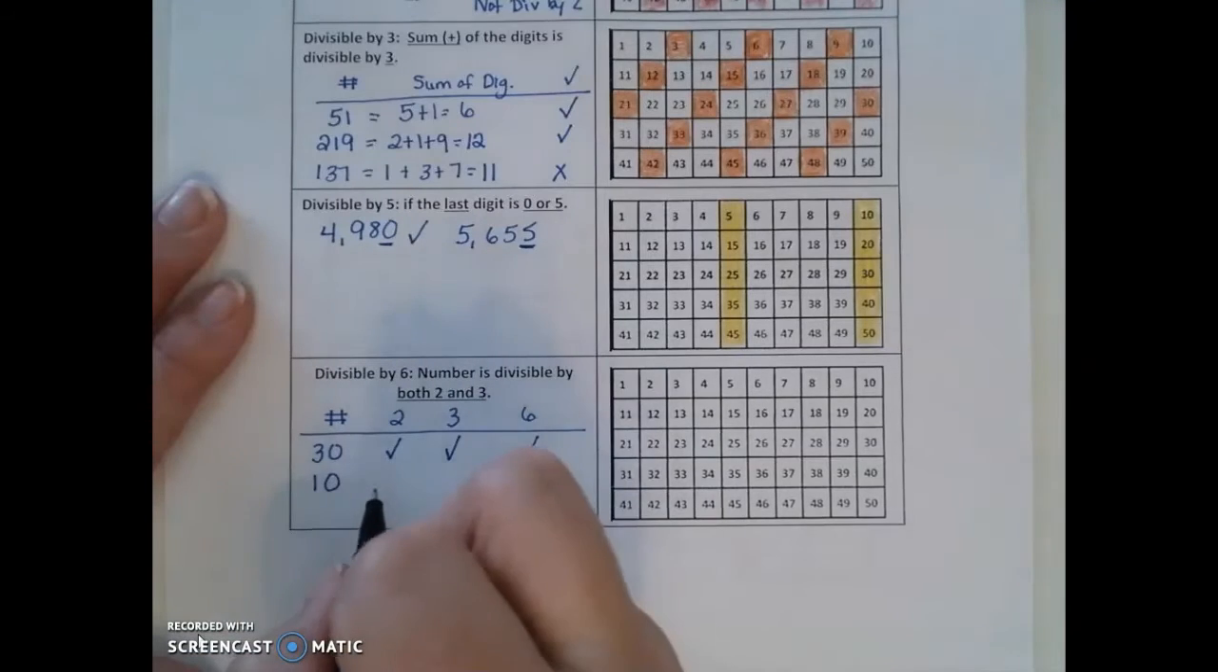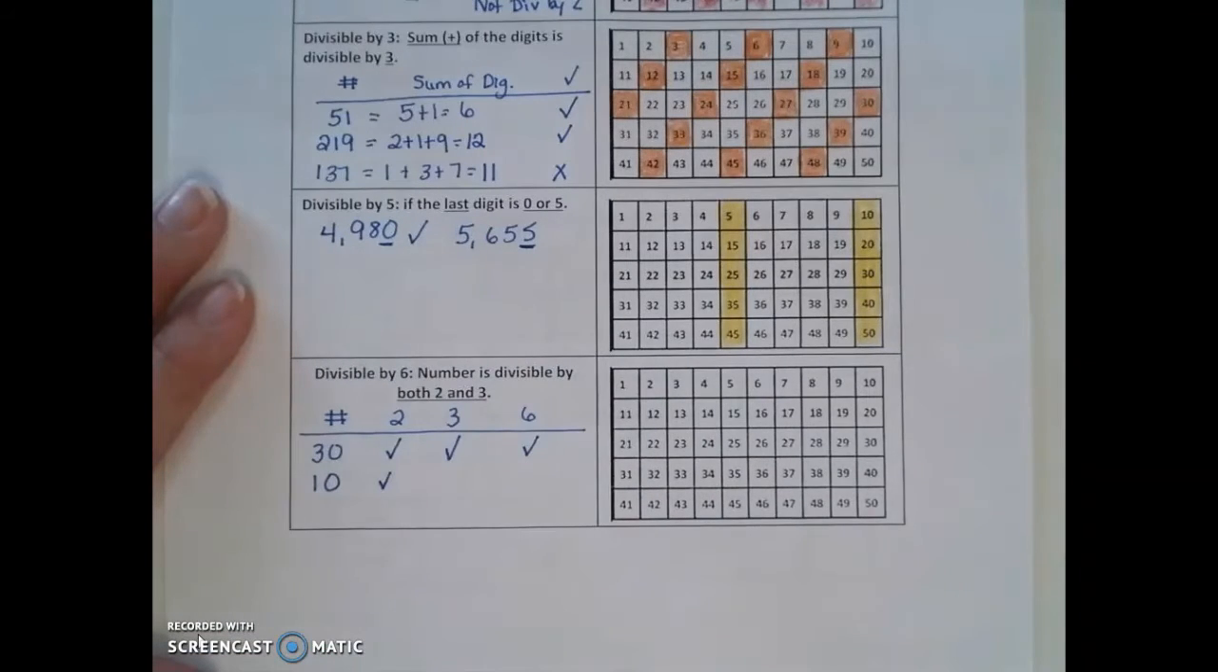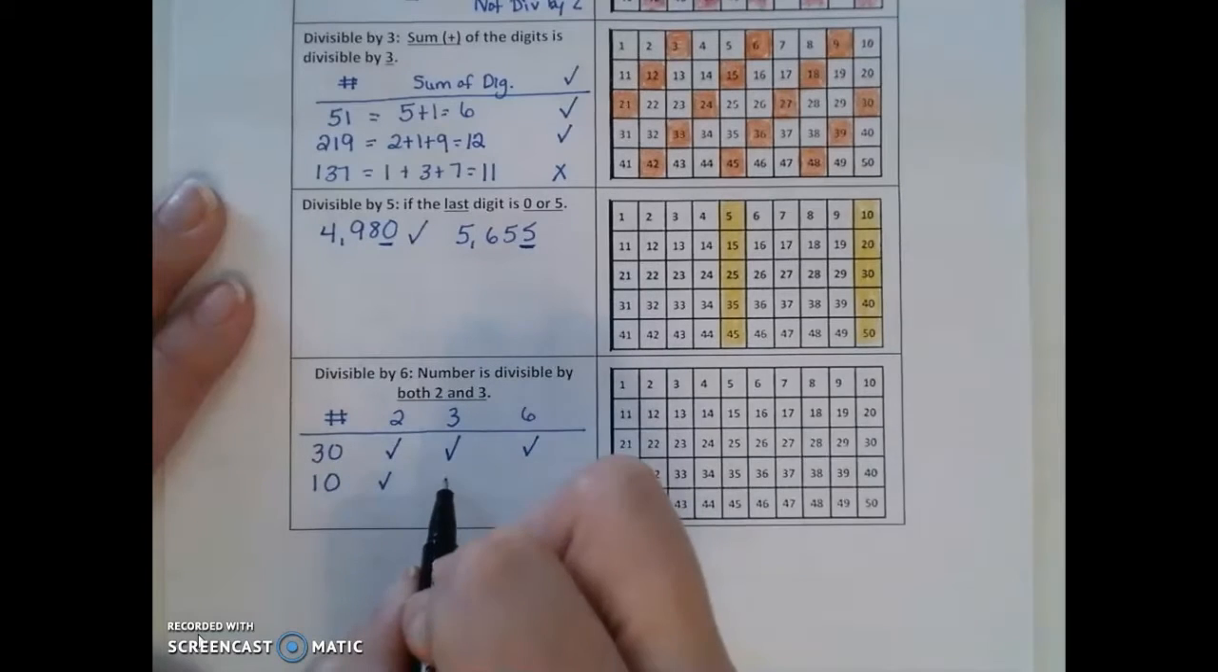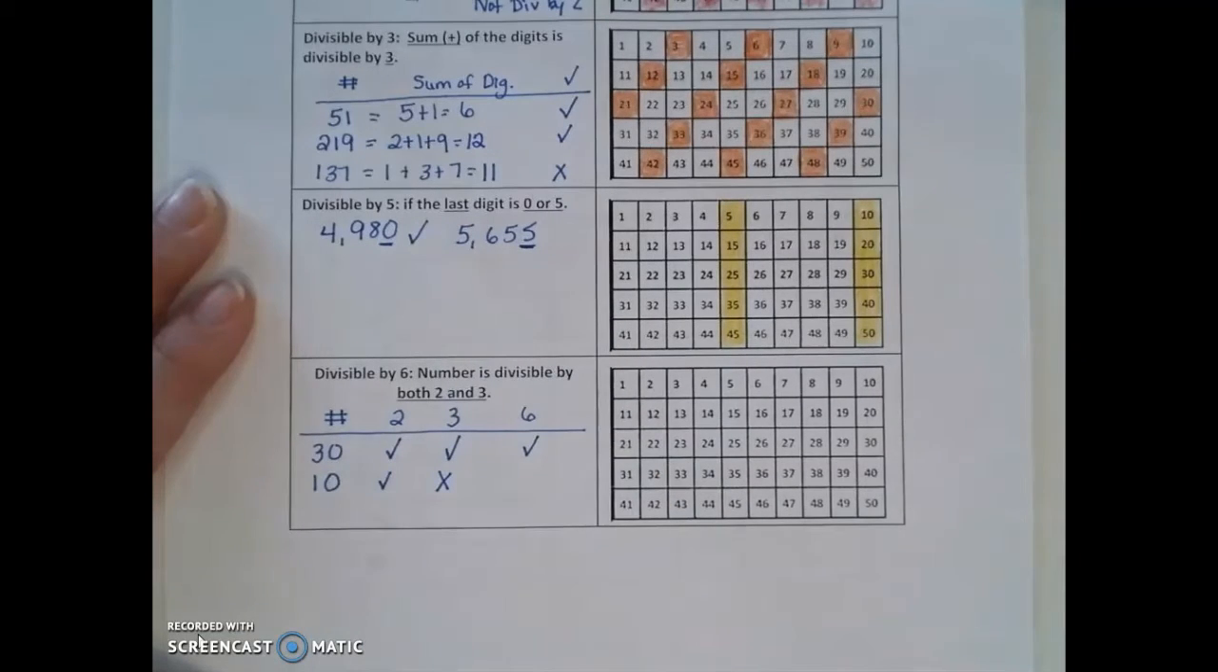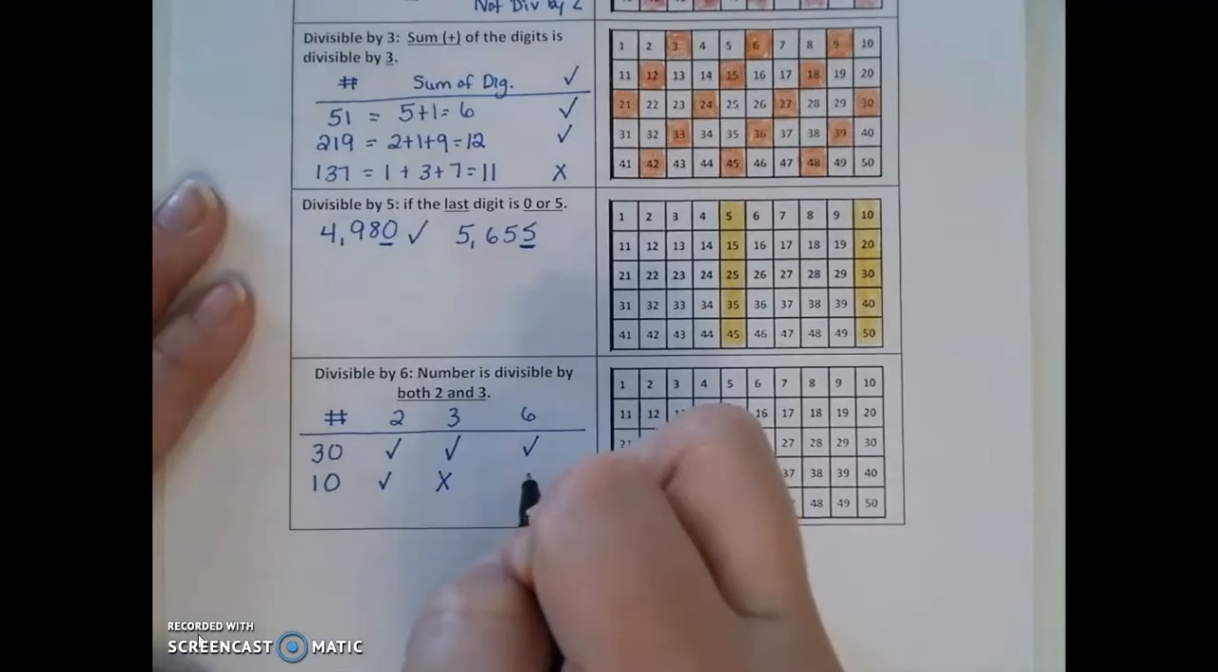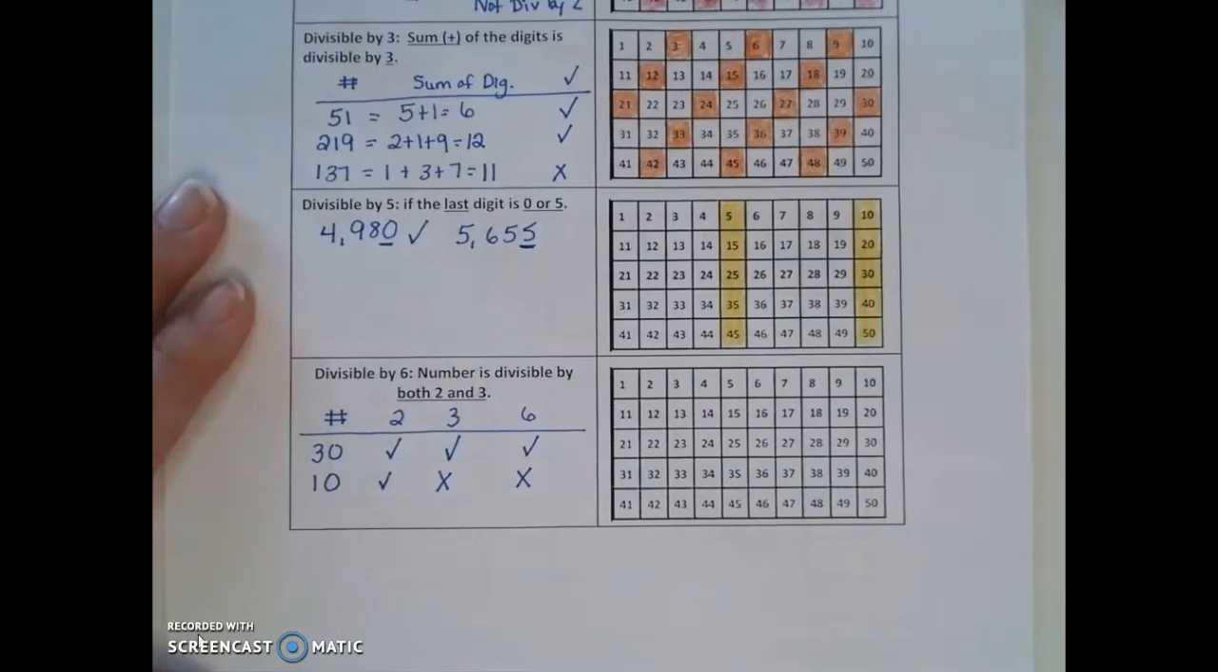Another 0, so I know 2 is a definite yes. Let me add my digits together. 1 plus 0 is 1, but 1 is not evenly divisible by 3. That would give me a fraction. So this would be no for 3. And since 2 is yes, but 3 is no, then 10 is not evenly divisible by 6.